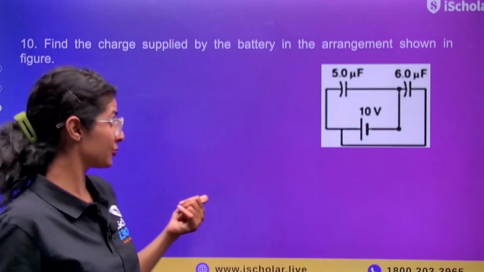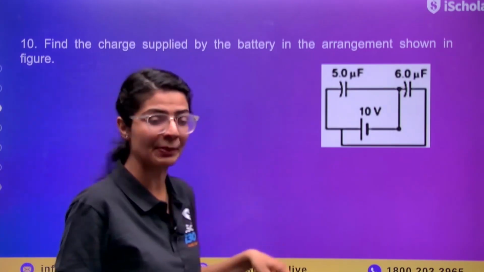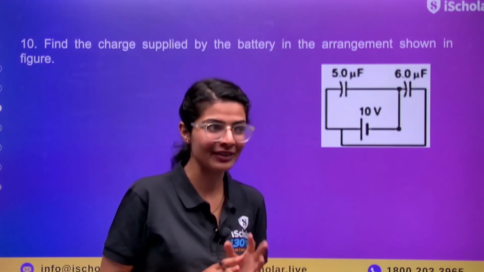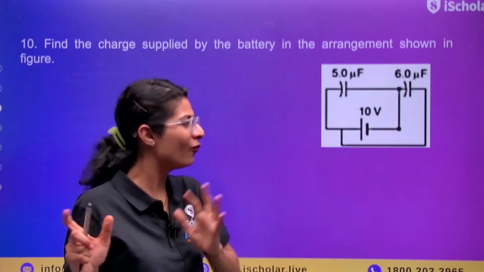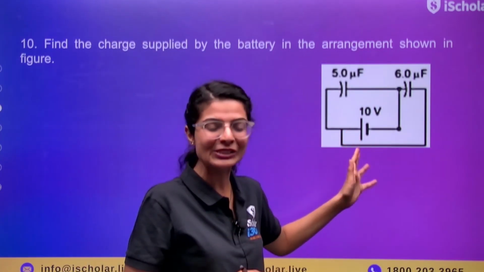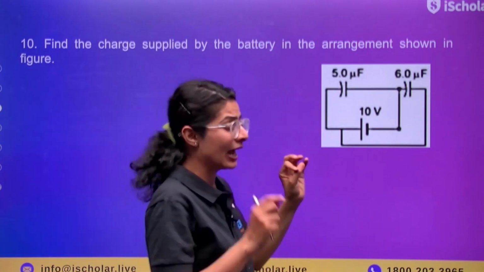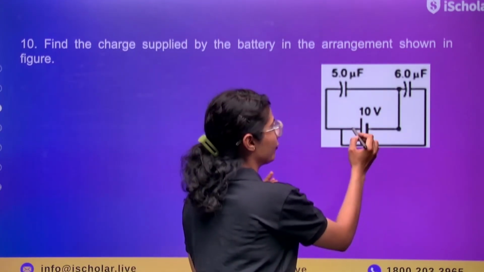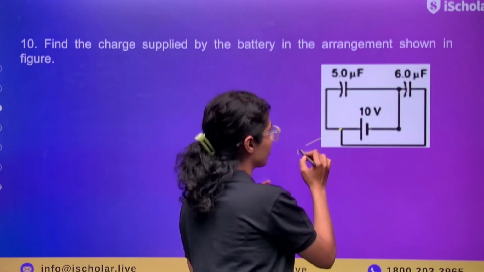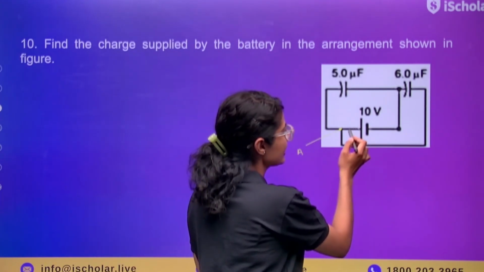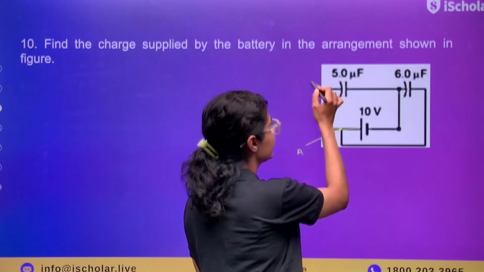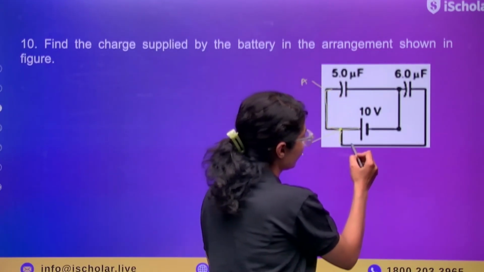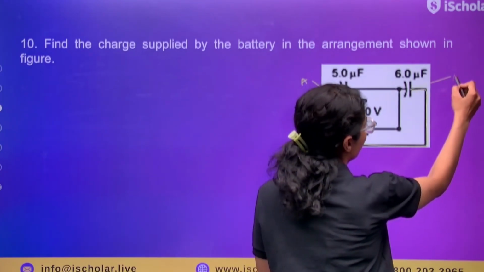Now coming to the next question, which says find the charge supplied. Okay, what is the question? See, when you see such a type of question, I know most of the students would be confused whether they are in series or in parallel. See students, I told you the point method, how to use it now. Just point it. For example, I just took this point as A. So if it is A, can I say that, students, this point is also A?